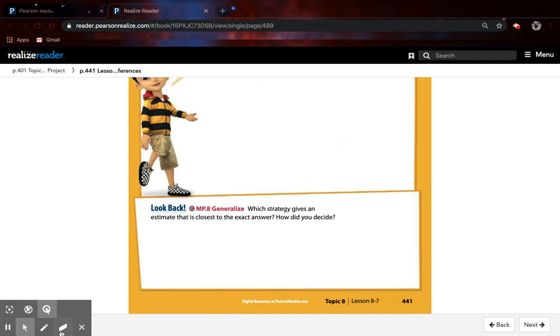Okay, and moving down for the look back section, generalize. So what can we decide? What do we now know? What rule or anything else can we create about the work that we've already done? Which strategy gives you an estimate that is close to the exact answer? How did you decide? So I'm going to pick rounding to the nearest 10.